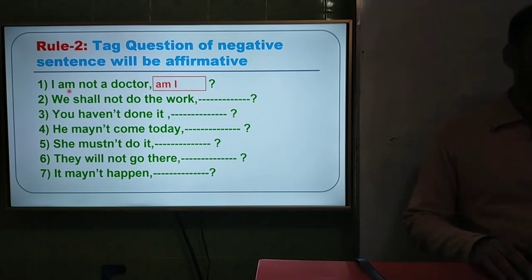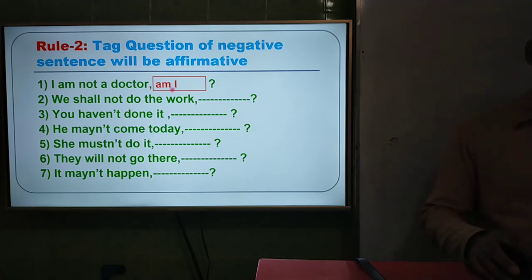Because the sentence is negative, the tag question will be affirmative. Here the subject I will be I. And we see that some students write I in small letter, but it's wrong. I will be in capital letter. Okay.